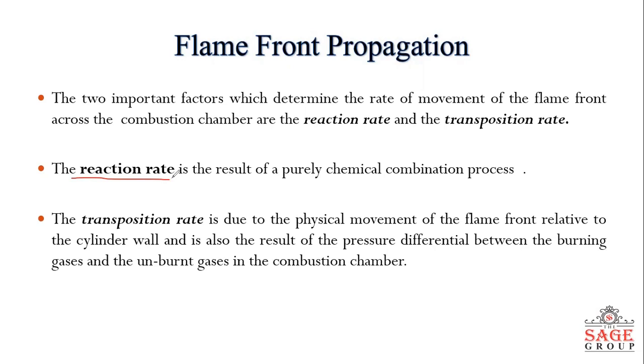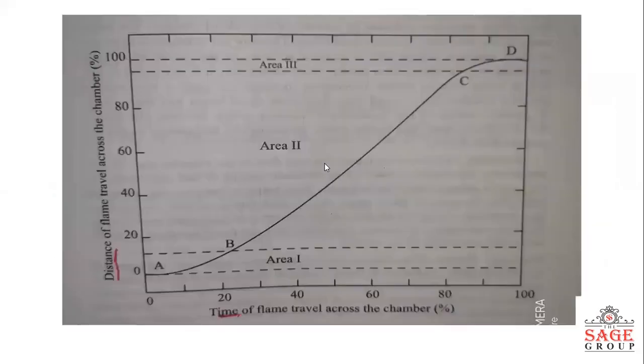It is due to the physical movement of the flame front, which is relative to the cylinder wall, and also because of the pressure differential between the burning gases and unburned gases present in the combustion chamber. We can see a figure, a curve, showing the rate of flame propagation. In this, we can see there are three different areas: 1, 2, and 3.